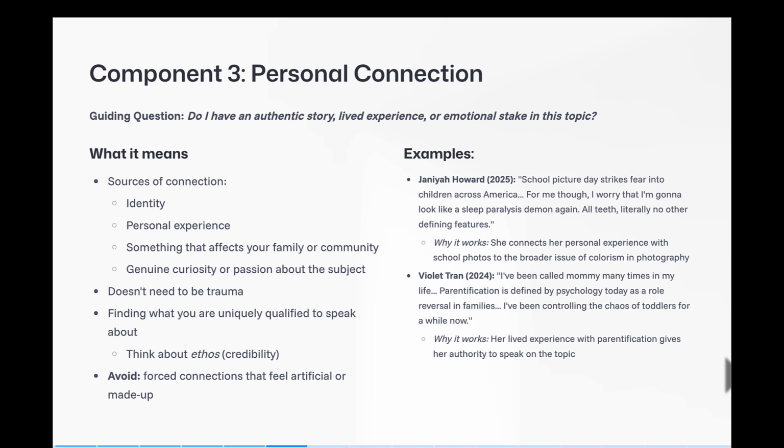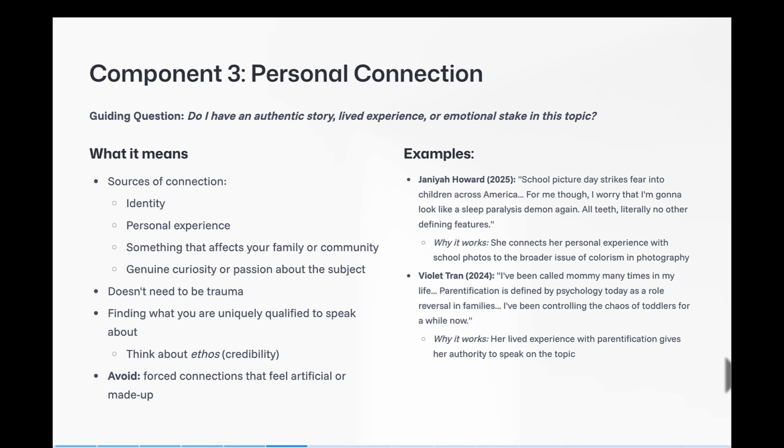Very strong personal connection. And that obviously ties into his personal experience as well, though you can imagine personal experiences that don't necessarily attach to your identity, something that affects your family or community, or even just a very genuine curiosity or passion about the topic. I think this is really understated, but it's really important in informative speech that if you have a really genuine curiosity or passion about the subject, it comes across so clearly. And if you've created a speech that's just trying to check boxes, but you're not interested in it, then that also becomes pretty evident.